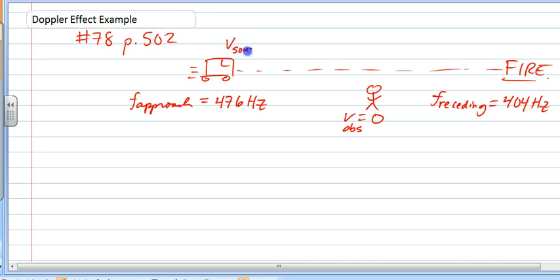of the source. And we're given that the speed of the wave is 343.